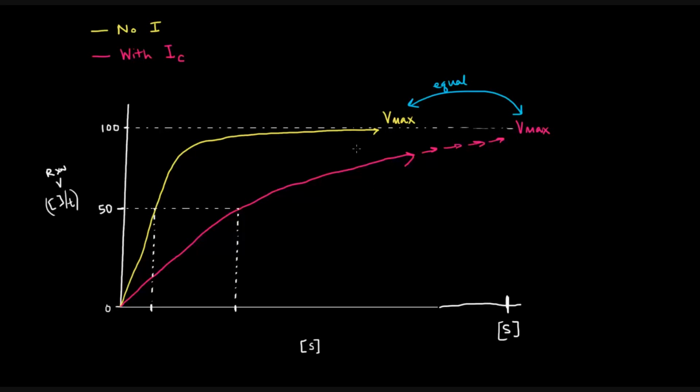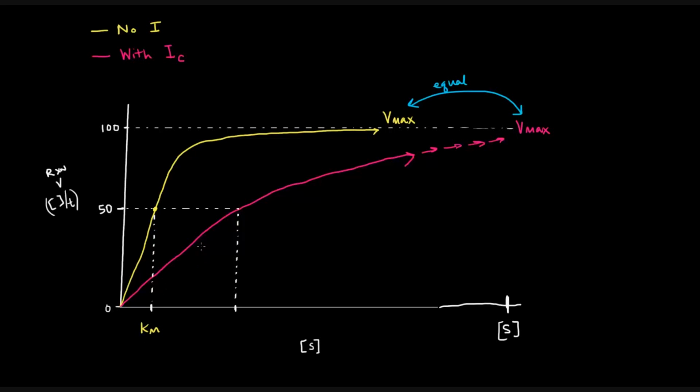Now, what if we go to half the Vmax? So if we originally had 100 for the Vmax, if we go down to 50, that's Vmax over 2. The substrate concentration at Vmax over 2 is the Km. So if we look at the yellow line, its Km is the substrate concentration at half of the Vmax, which is down here. So this is the Km of the uninhibited reaction, of the uninhibited enzyme.